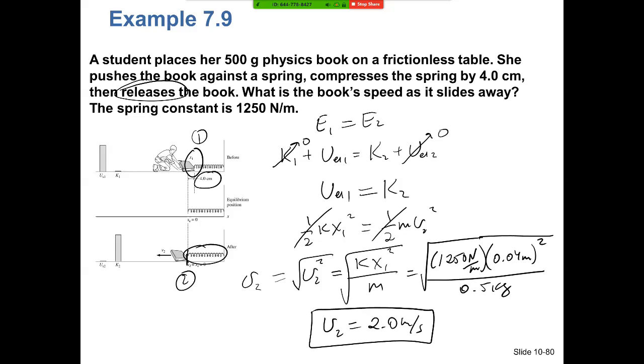So again, this is another example of conservation of mechanical energy. I'm calling this conservation of mechanical energy because there were no non-conservative forces. That means mechanical energy is due to the kinetic and potential energy only. There is no thermal energy involved in this case because there is no friction. It's a frictionless table.